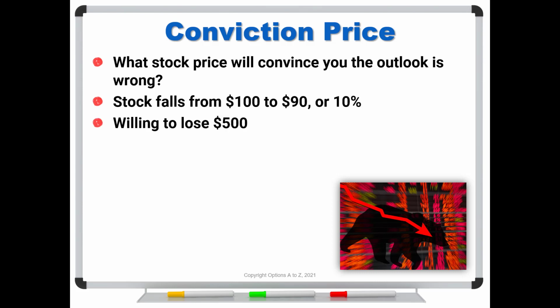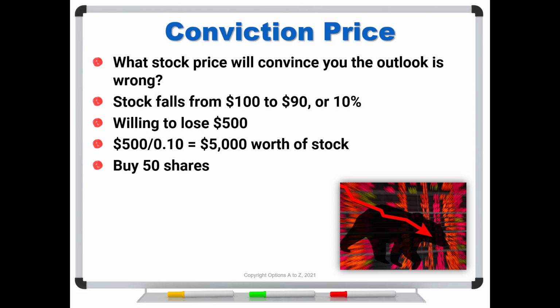Now let's say, how much are you willing to lose? Let's use the same number of 500. So what you do is you take this number that you're willing to lose divided by that percentage drop. So 10% as a decimal is 0.10. So 500 divided by 0.10 is $5,000 worth of stock. And because the stock is trading for $100 per share, you could buy 50 shares. So again, we're just working it backwards and saying how many shares should I buy so that my outlook or my conviction price will in fact equate to the amount that I'm willing to lose.